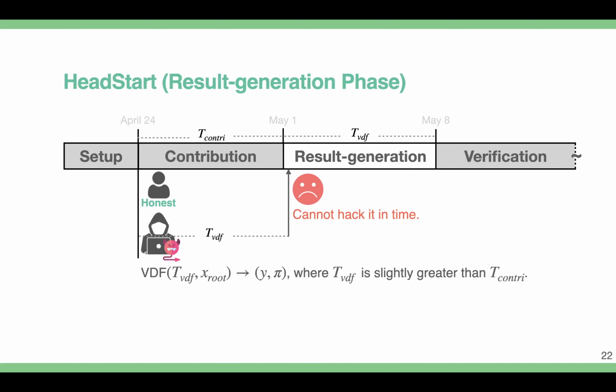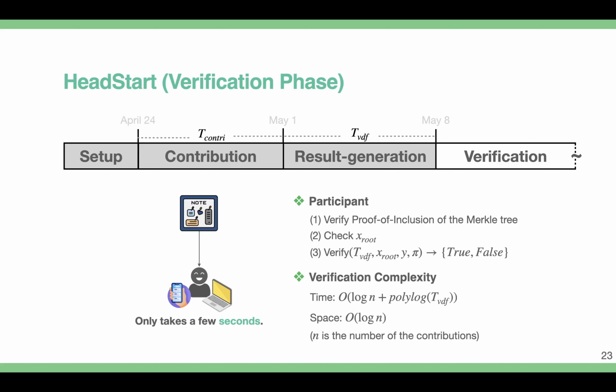Thus, the adversary does not gain any advantage. Finally, after the organizer publishes the results Y and the VDF proof Pi onto the bulletin board, the participant can verify the security of the result via 3 actions.